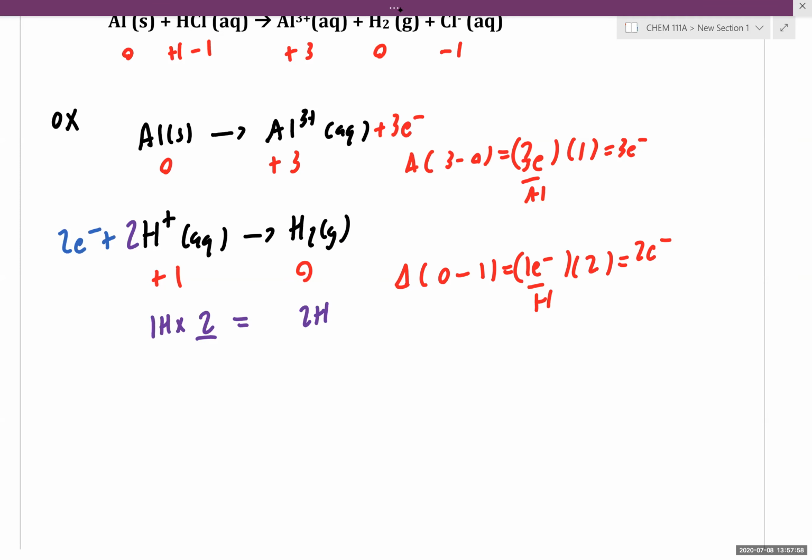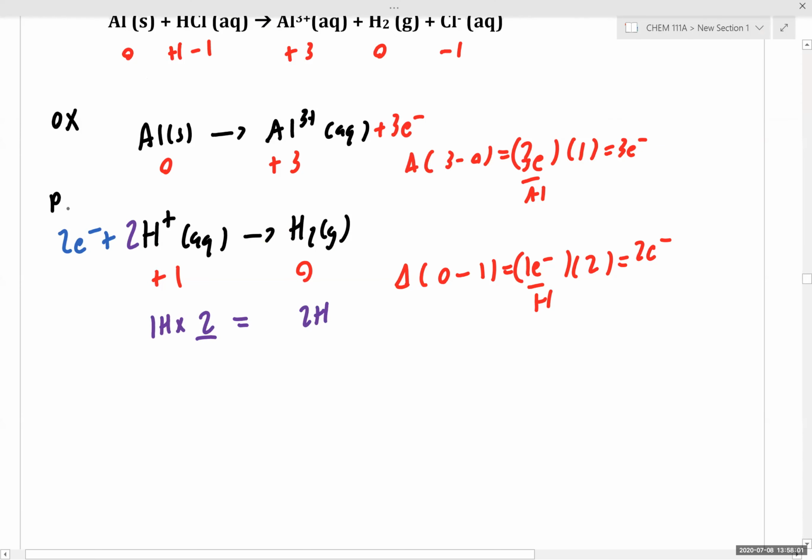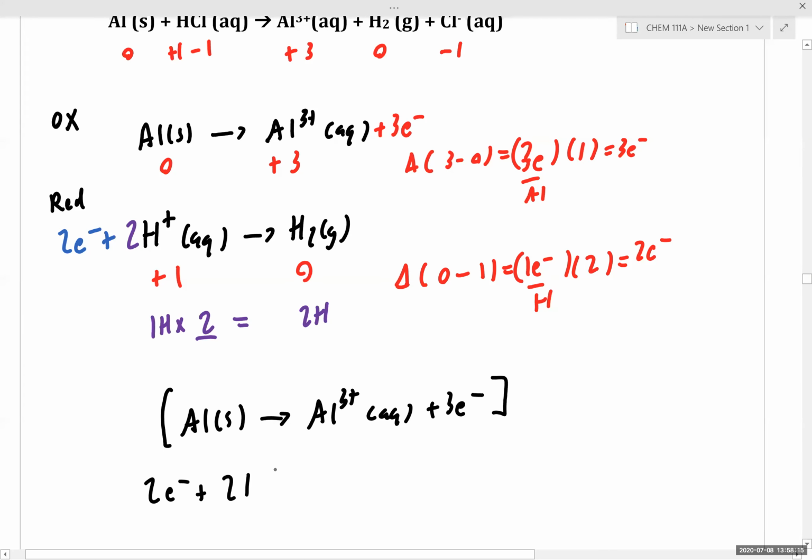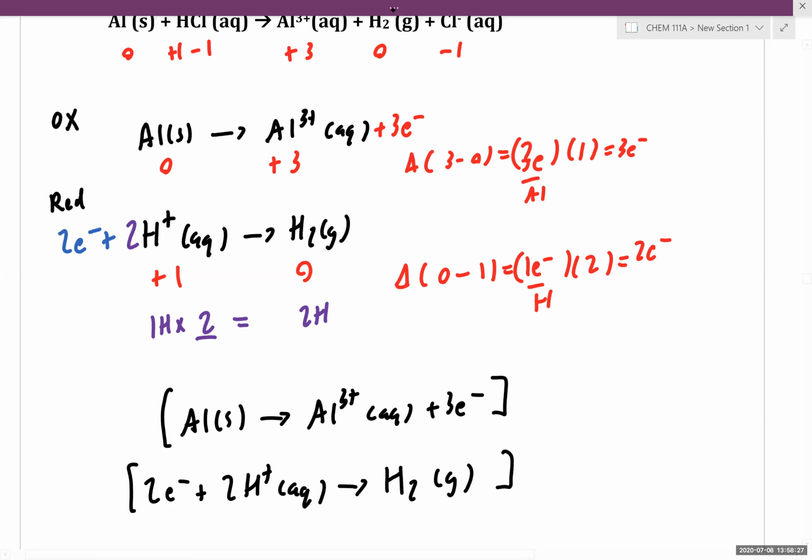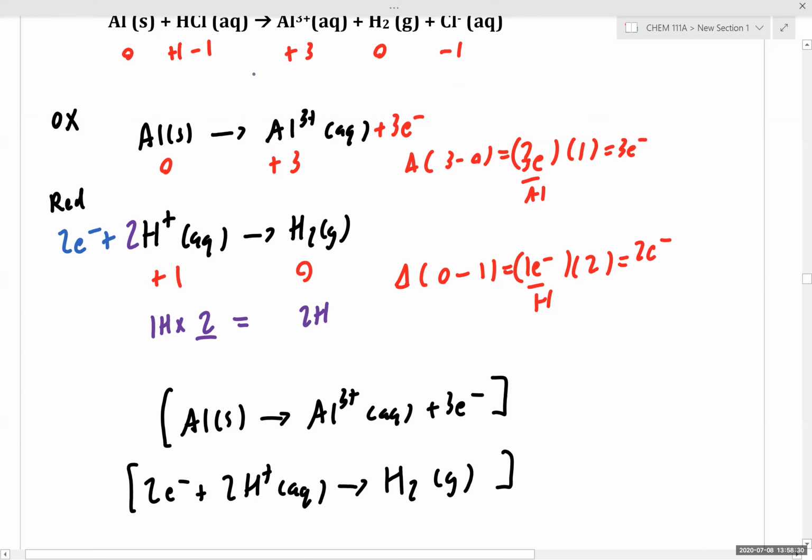Now we can combine our oxidation and reduction half reactions. In order to do that, we need to find the common multiple, or the common number of electrons, so that the total number of electrons on each side cancels. If we have 3 electrons in our top equation and 2 electrons in our bottom equation, what is the common number of electrons between both of our reactions?